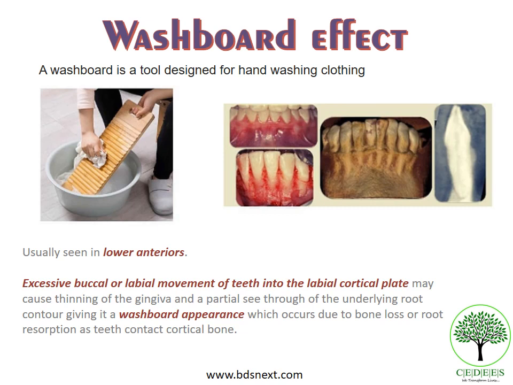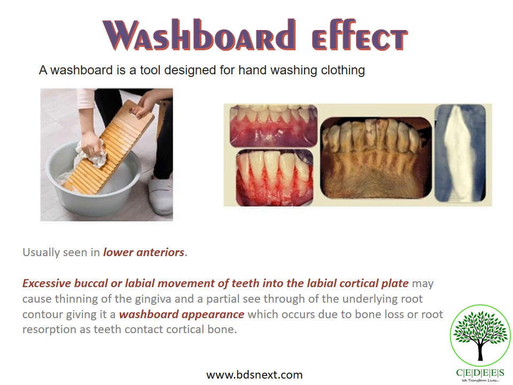So when is it seen? In case there is a large overjet, and to correct this overjet, the orthodontist does excessive buccal or labial movement of the lower anteriors into the buccal cortical plate, as you see in that IOPAR. What will happen when such excessive buccal or labial tooth movement of the lowers is done is that there will be thinning of the gingiva, and there is a partial see-through of the underlying root contour. If you look at those clinical photographs, you can see that the root prominence is very much there. So it gives a washboard appearance.